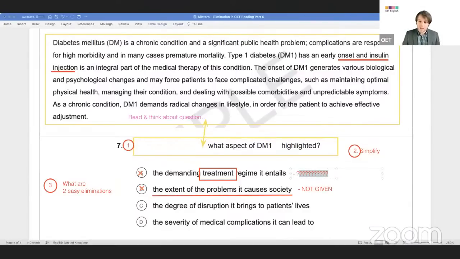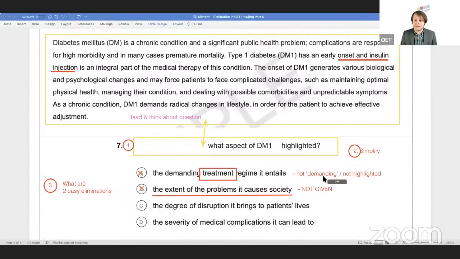It's true, it's not demanding. Not demanding. And also it's not highlighted either, is it, guys? They're not highlighting treatment here. This is not a passage about treatment. If you've got any sense of the main idea here, it's not about treatment. Okay. Demanding, Sandra, difficult.